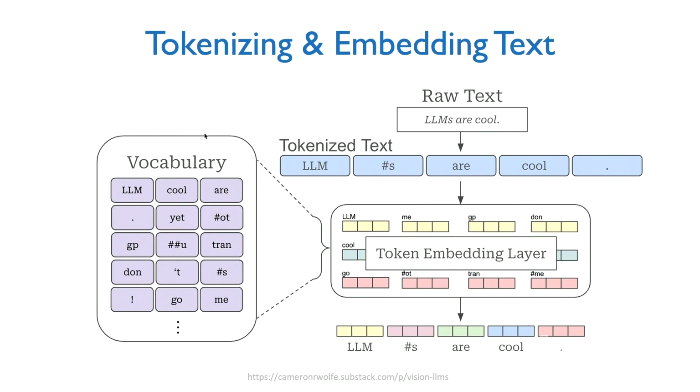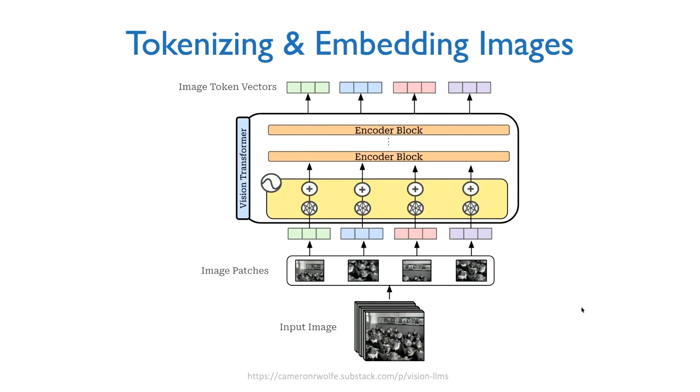And looking at a little more deeply, we have some text. LLMs are cool. They get looked up in a vocabulary dictionary, turned into these vectors. Text comes in. This is a tokenized text. Here's the embedding layer, and here are the vectors that come out. And similarly, for the images, they get turned into tokens.